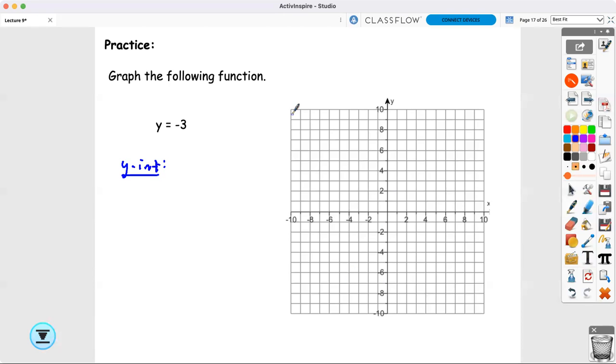All right, I'm going to go ahead and call on someone. Let's say... All right, Riley. What's the first point to graph this constant function? It's y equals -3.